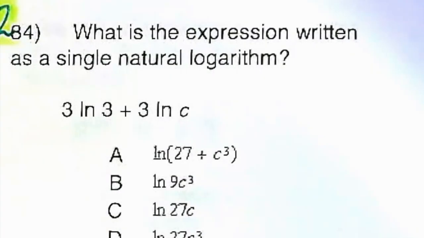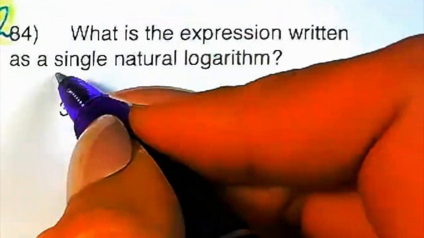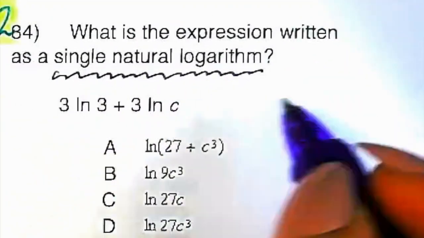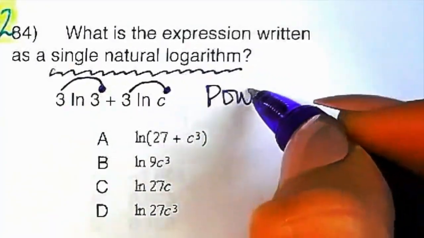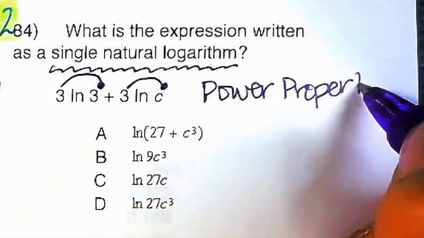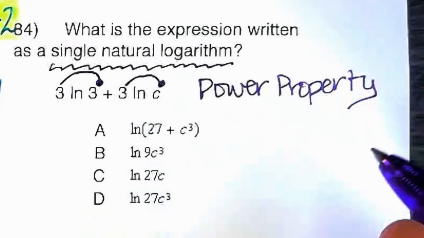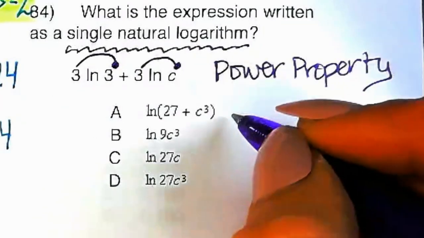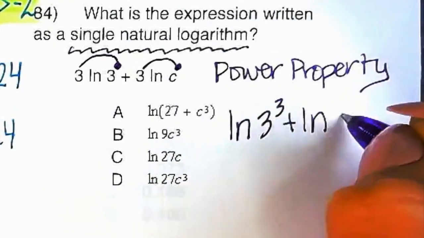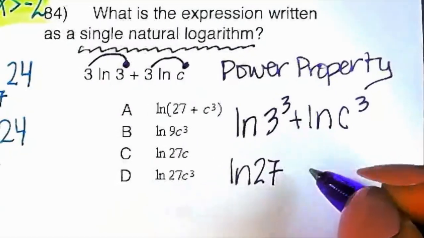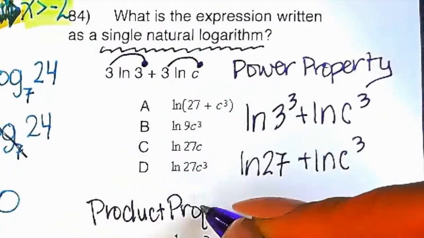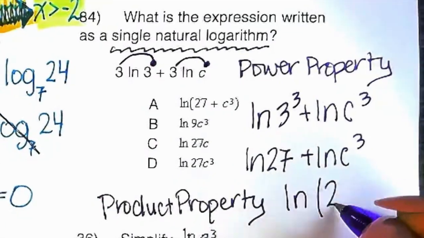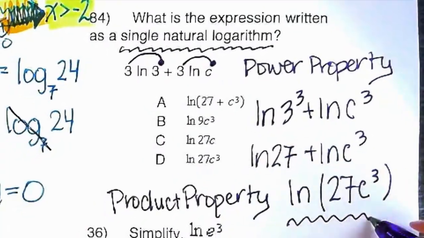We're going to start the next example by using the power property to put both those 3's back up as exponents. ln is still log, so logarithmic properties still apply. It's just special, and it's the natural log. Logarithmus naturale from Latin. ln of 3 to the third plus ln of c to the third brings us to the next line of ln 27 plus ln c to the third. Addition makes us think product property, and our final answer is the ln of 27c to the third.